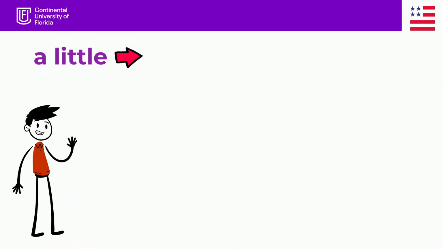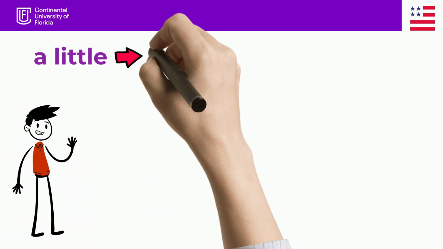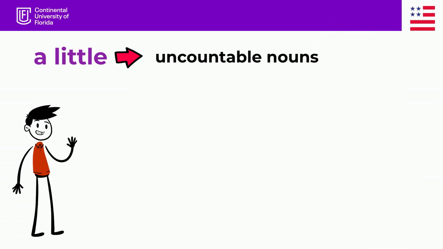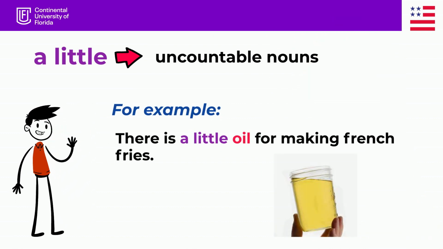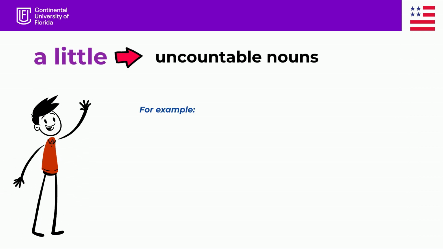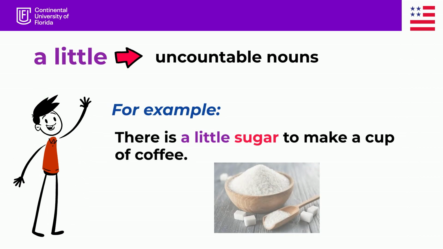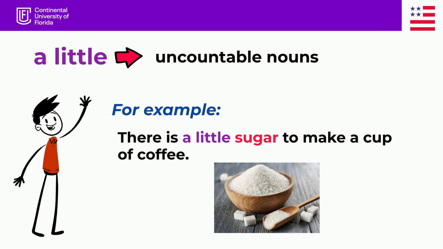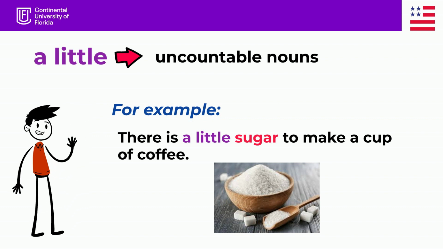On the other hand, we use a little for uncountable nouns. For example, there is a little oil for making French fries. A little works with oil, which is an uncountable noun. Let's take a look at another example. There is a little sugar to make a cup of coffee. A little works with sugar, which is an uncountable noun.